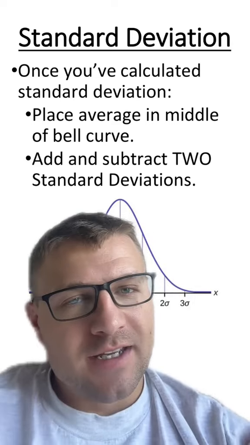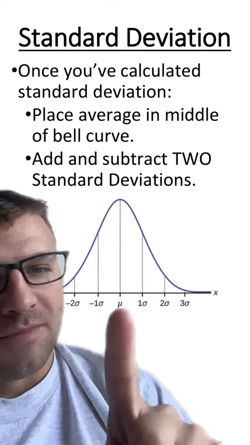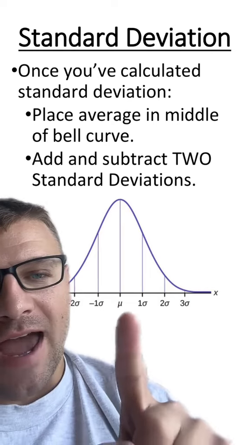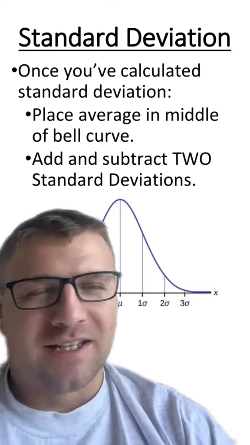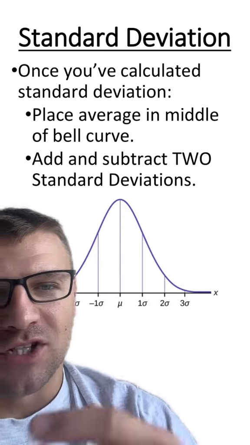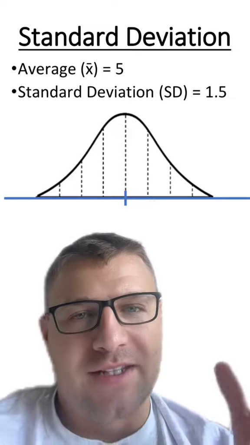Once you've calculated the standard deviation, you're going to put the average of your data set in the middle here. Then you're going to add and subtract 2 standard deviations. You can technically do 3, but I teach AP biology and we only go to the second standard deviation. Let's show you an example of this.